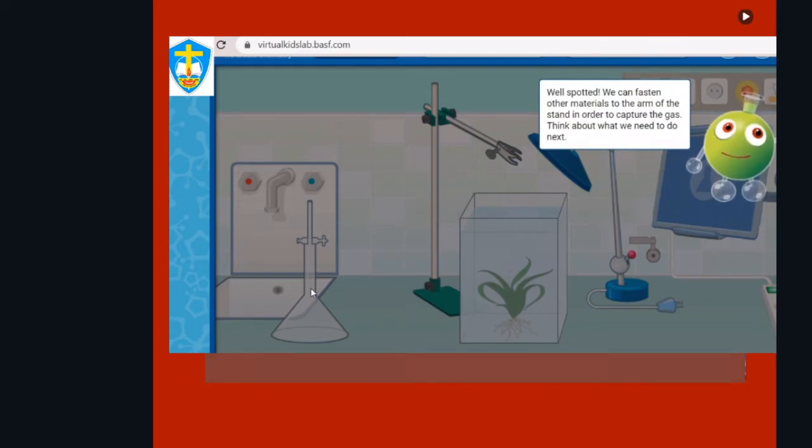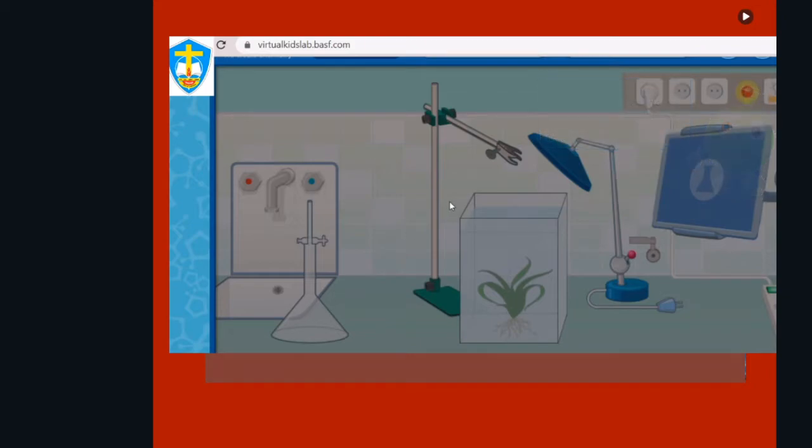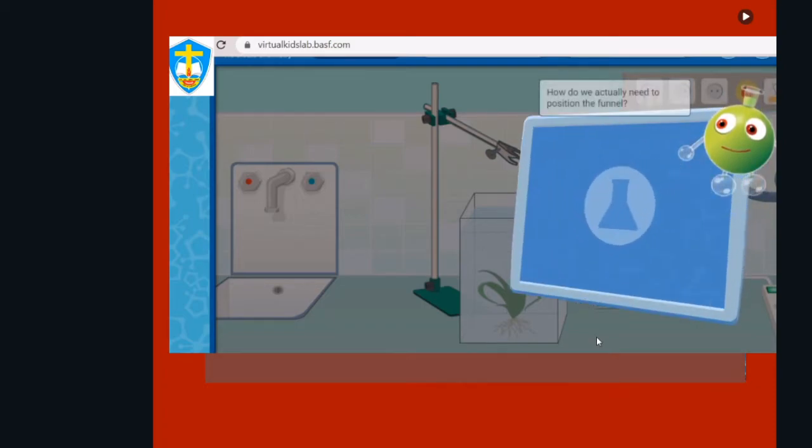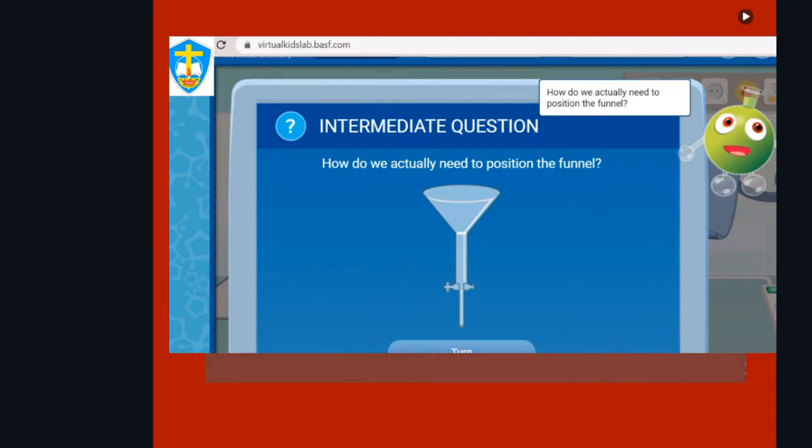Well spotted. We can fasten other materials to the arm of the stand in order to capture the gas. Think about what we need to do next. Excellent. If we fasten the glass funnel to the stand, we can capture the gas. But hold on. How do we actually need to position the funnel?